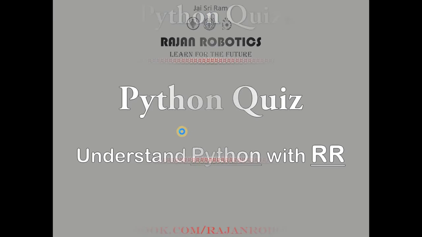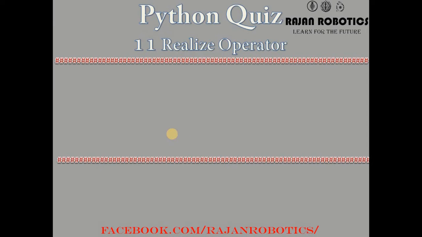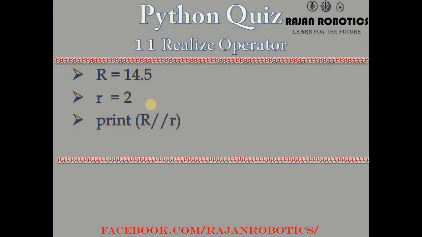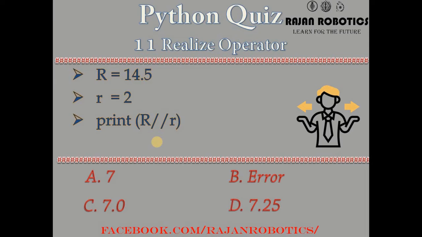In our today's quiz, we are going to learn about the // operator. Now let us quickly see the question. Capital R is equal to 14.5, small r is equal to 2, print capital R double backslash small r. This is the question and the options are A 7, B error, C 7.0, D 7.25. The time starts now.